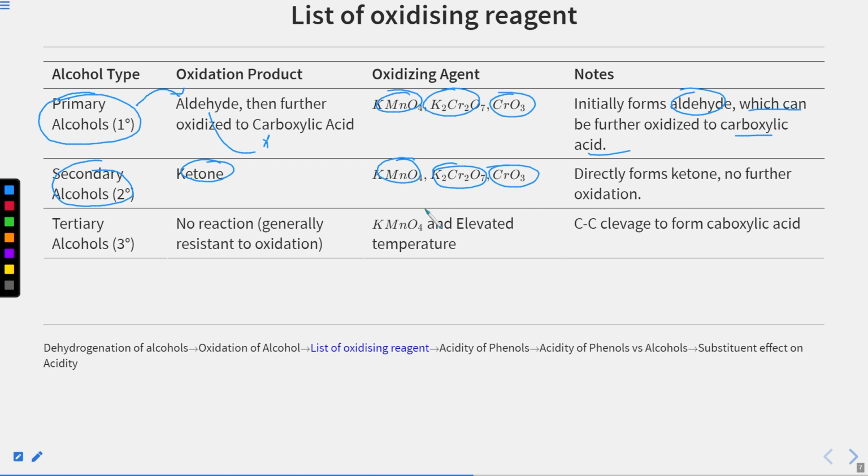Yeah, it can be converted into alkene if you use that copper thing. That is also oxidation because you are removing hydrogen. But if you use KMnO4 at elevated temperature, then it can result in a carboxylic acid. So it would require C-C bond cleavage. So this oxidizing agent can be used. It is very rare to see this kind of oxidation.